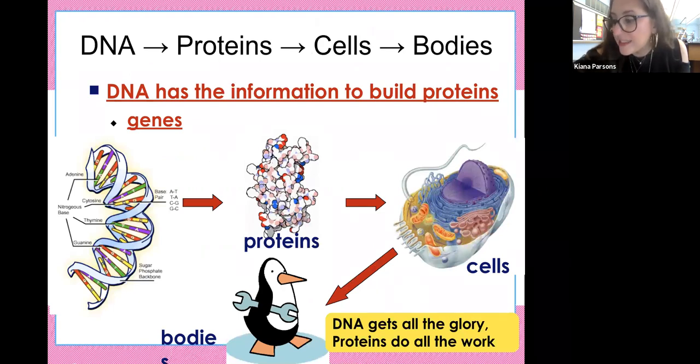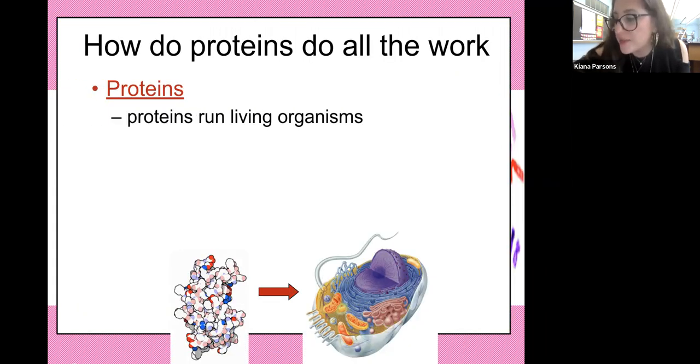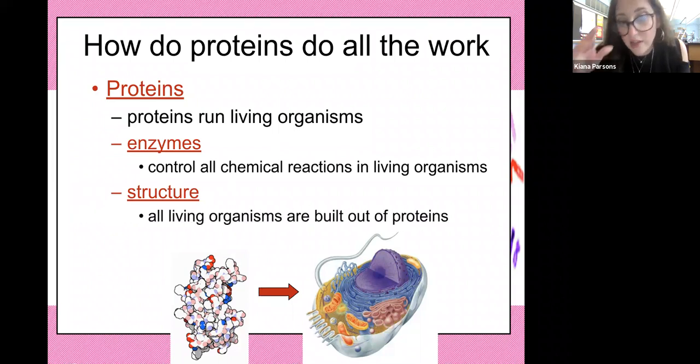The first blank, DNA has the information to build proteins. How do proteins do all the work? Proteins run living organisms. Second blank. Third blank, enzymes control all chemical reactions in living organisms. Fourth blank, structure. All organisms are built out of proteins. Wowza. Pretty cool stuff. Proteins. They're even more important than you may have previously thought.